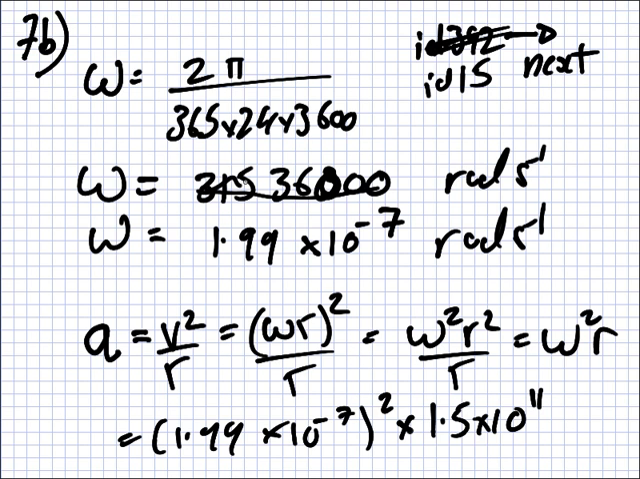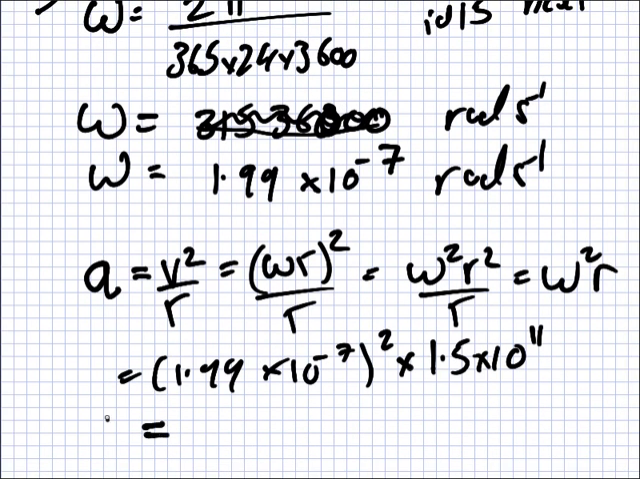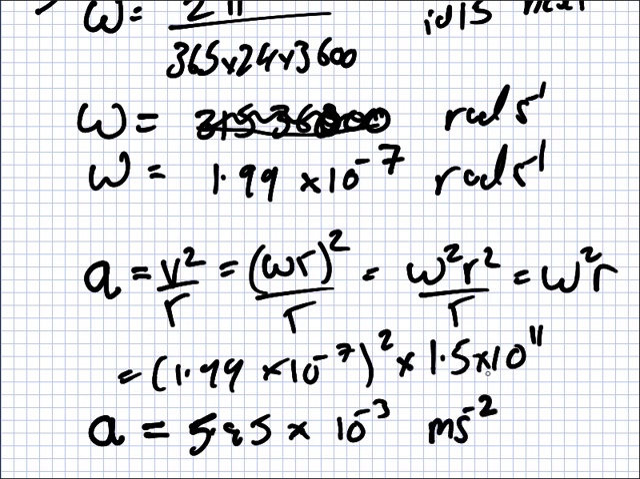Someone has to type it in for me. What is it? 5.9. I don't know if it's right because it's a very small number. It should be 5.95 times 10 to the minus 3. Yeah, it should be that, but I don't know what you did wrong.